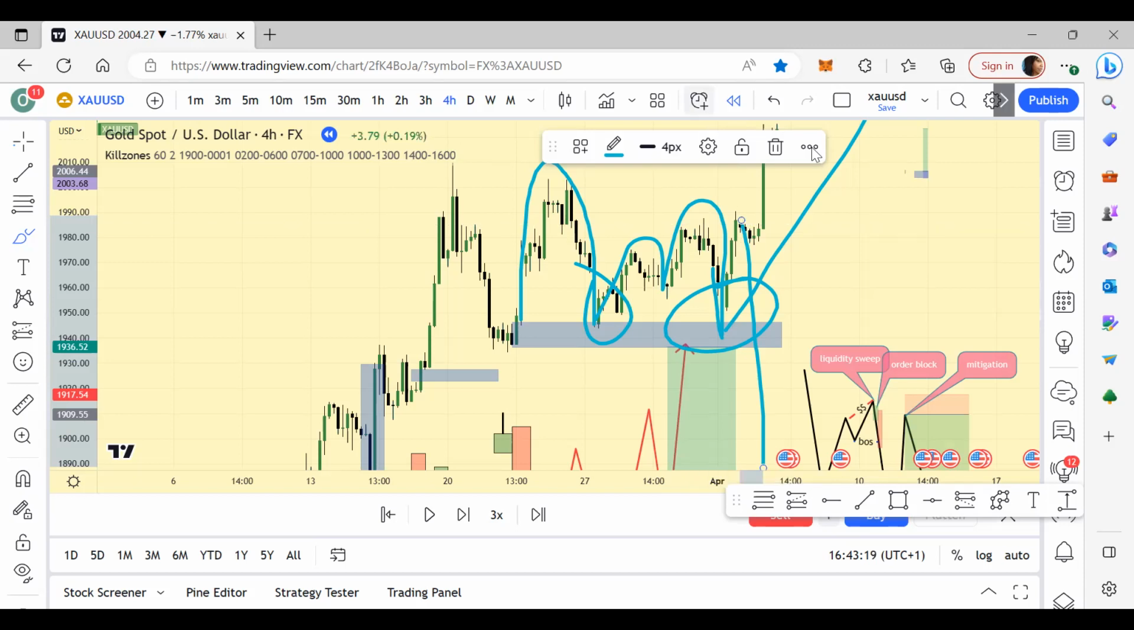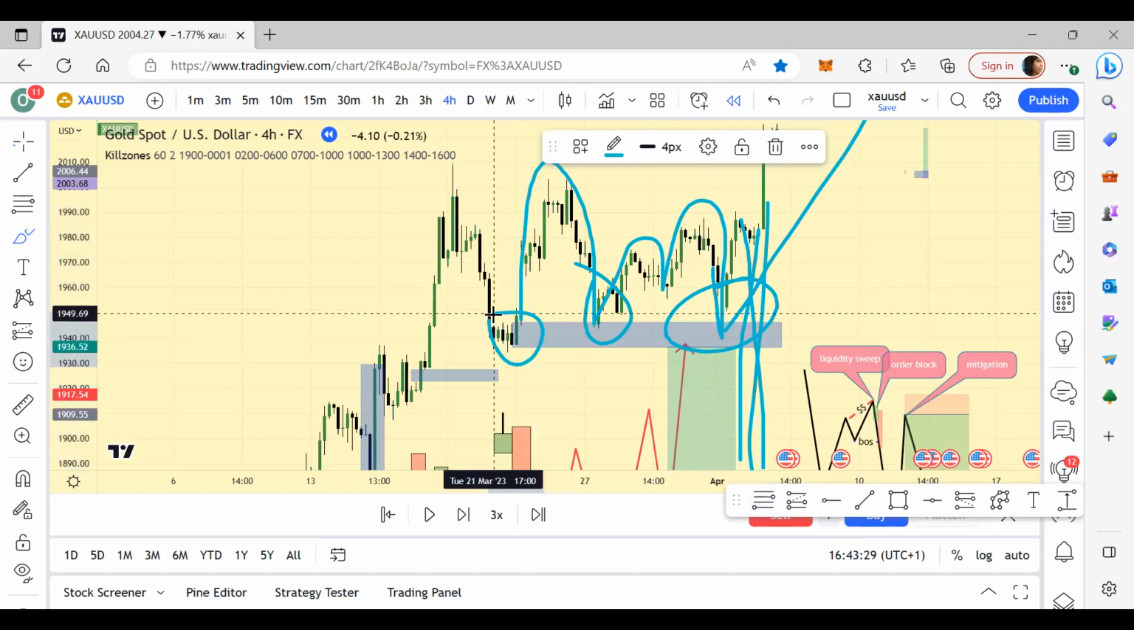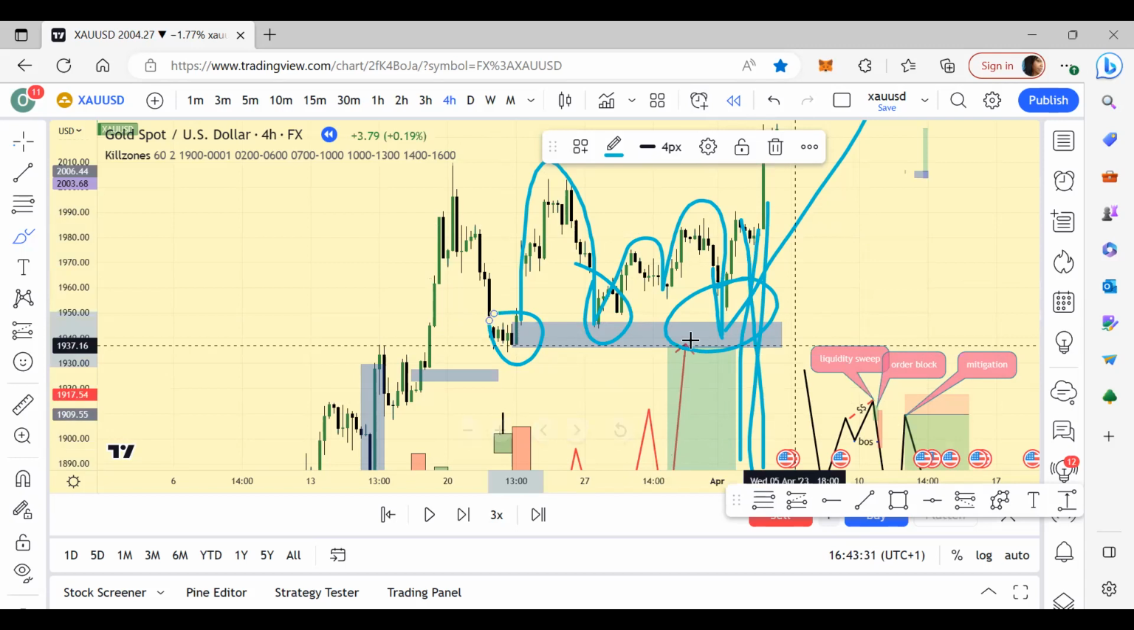Okay, no worries. Okay. So if price breaks this zone now and it goes down instead, it no longer respects this. That is what we call a breaker.